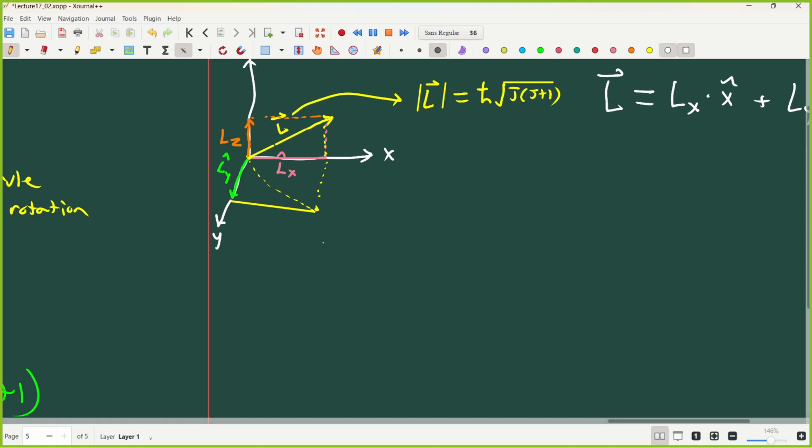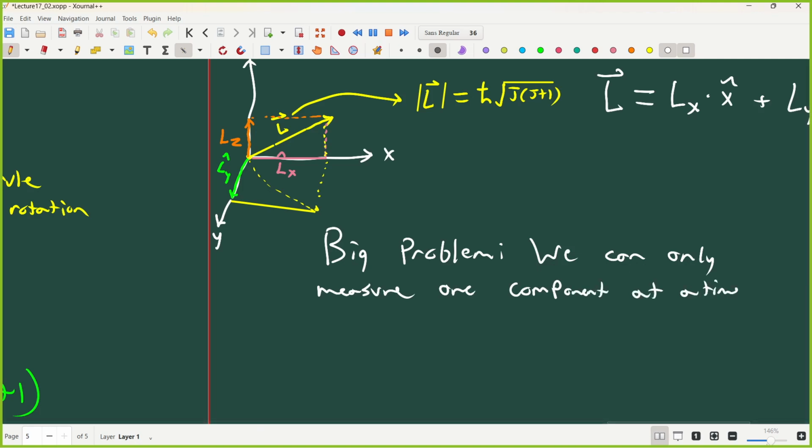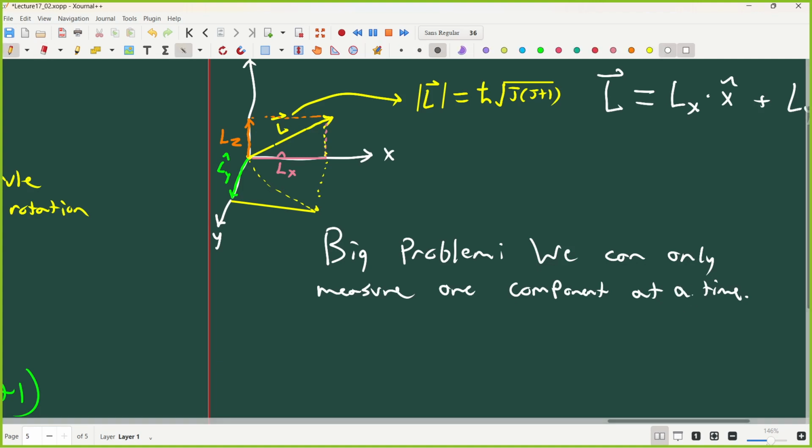So here's a big problem. We can only measure one component at a time. All right, next class we'll talk about this more mathematically. It's a really, really super critical point.